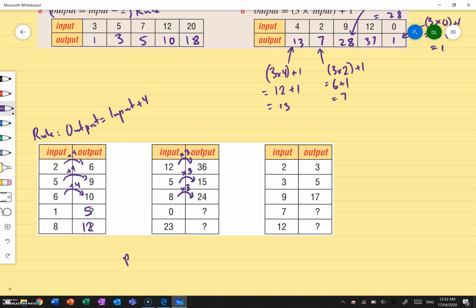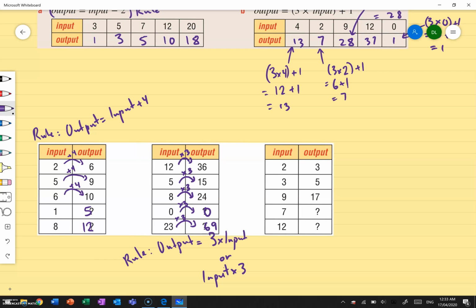So I know that my rule is that my output is equal to 3 times my input, or input times 3. You can choose whichever one you prefer. So 0 times 3 gives me, well, 0. And 23 times 3 gives me 69. And that's how we solve that.